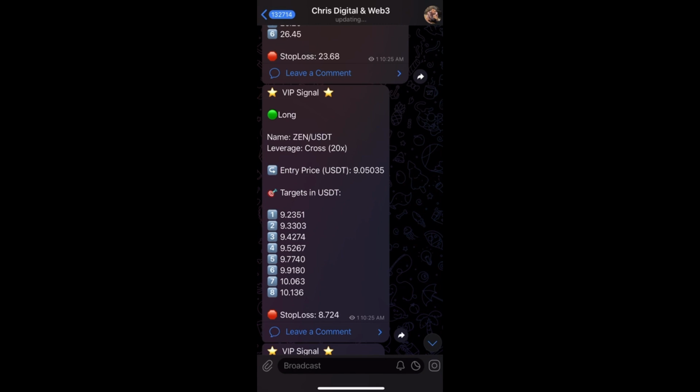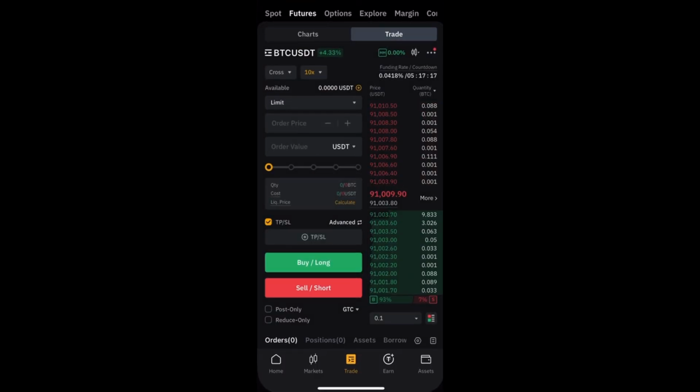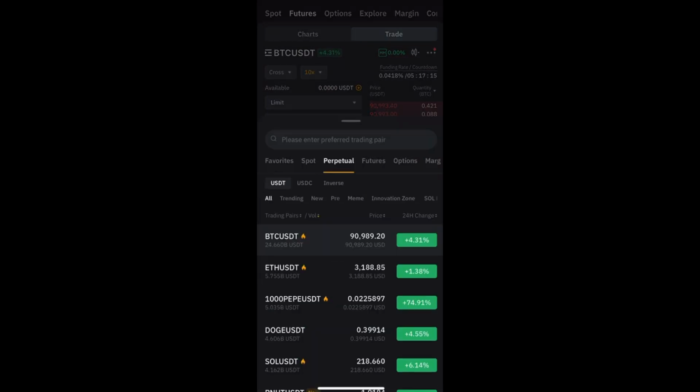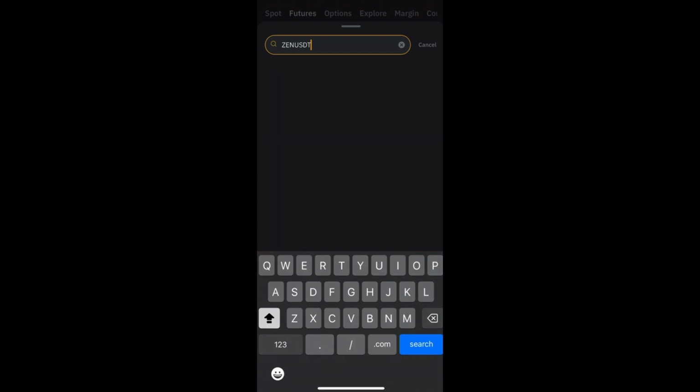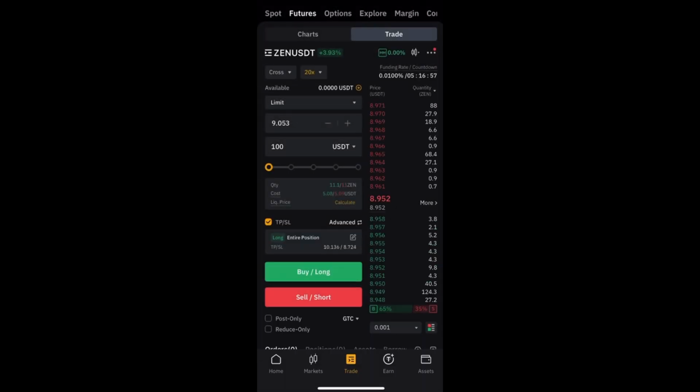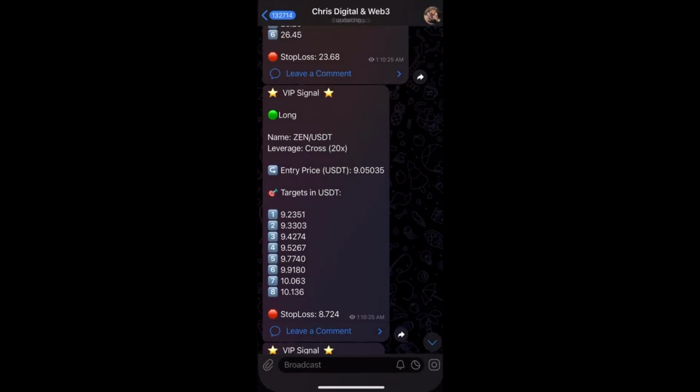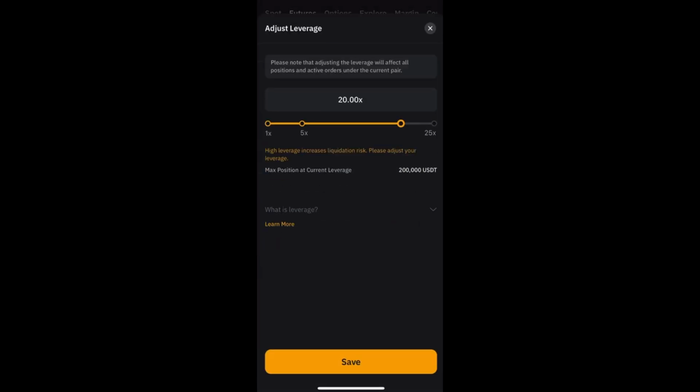So the pair is ZEN USDT. So come back here, click on this, then search for ZEN USDT. Make sure you select this particular one, USDT Perpetual. Make sure it is USDT Perpetual. Then click on it. Then the leverage is 20x. Make sure it is 20x leverage.